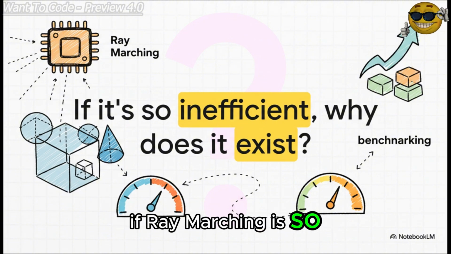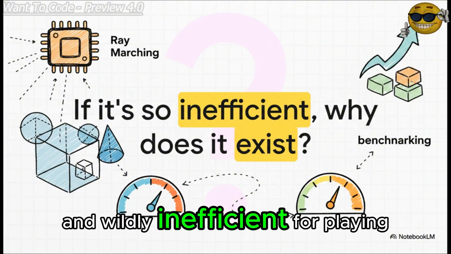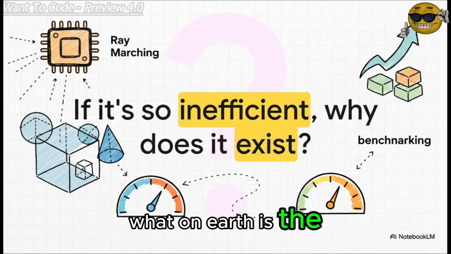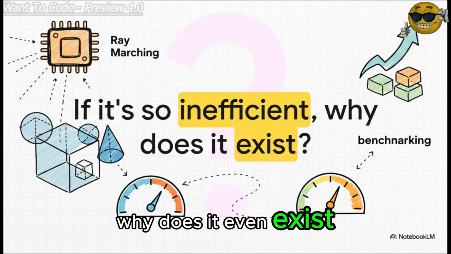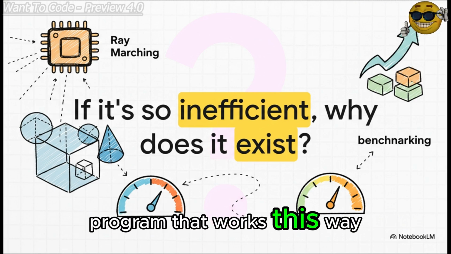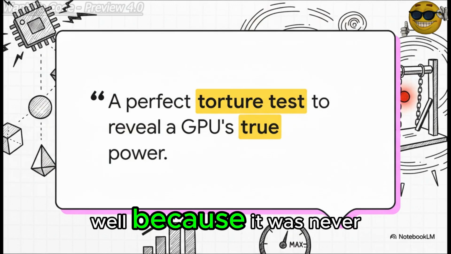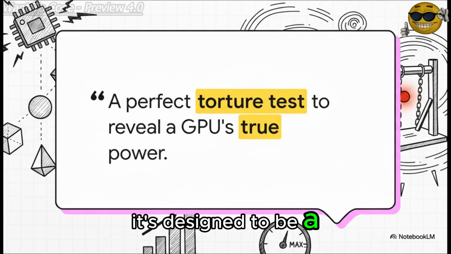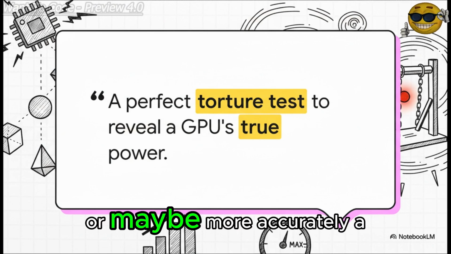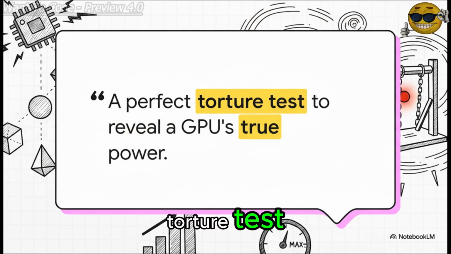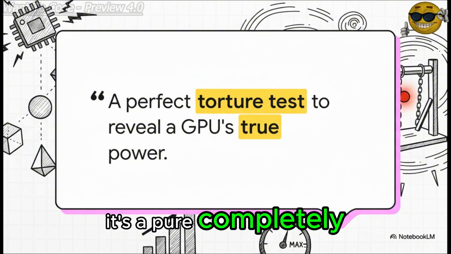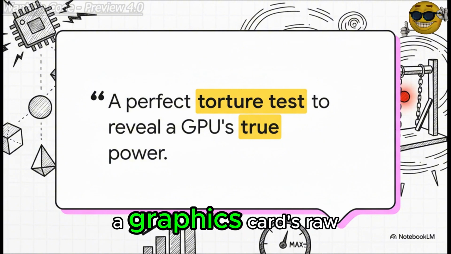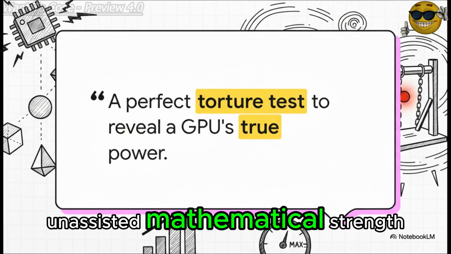Okay, so this leads to a pretty logical question, right? If Raymarching is so bad and wildly inefficient for playing games, what on earth is the point? Why does it even exist? Why would anyone create a program that works this way? Well, because it was never designed to be a game. It's designed to be a benchmark, or maybe more accurately, a torture test. It's a pure, completely unfiltered way to find out a graphics card's raw, unassisted mathematical strength.